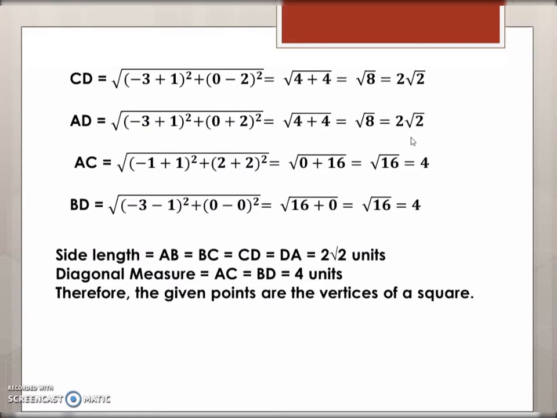Then you have to determine the length of the diagonals also. So AC and BD also you will determine, and here AC and BD are also coming equal as 4 units. So since diagonals are also of equal length, ABCD will be a square.